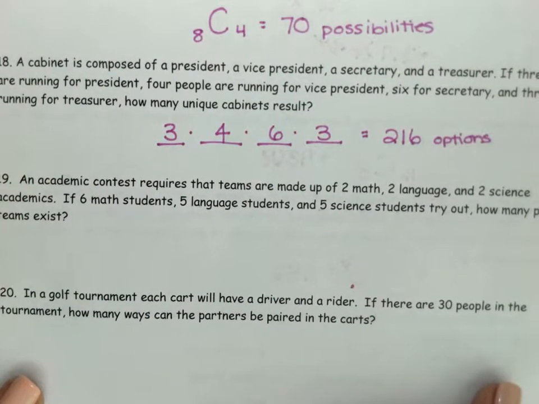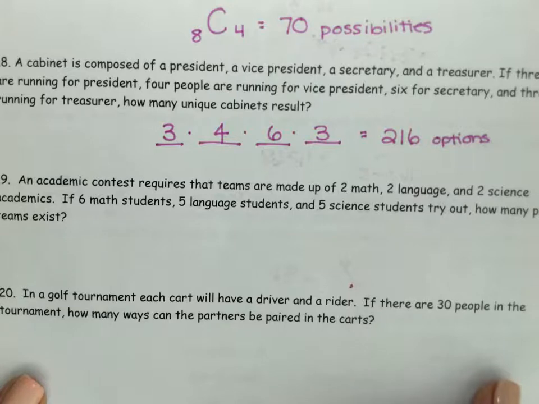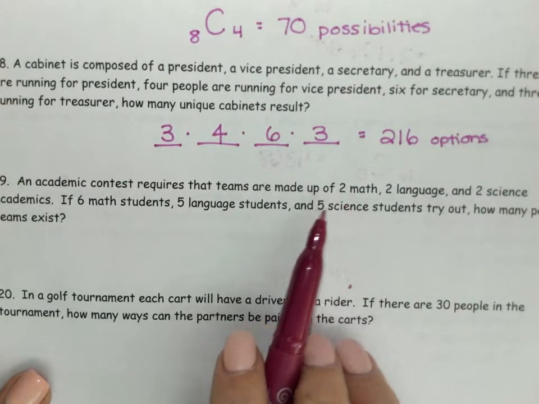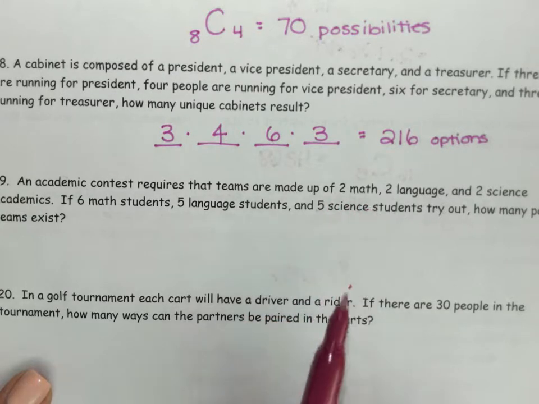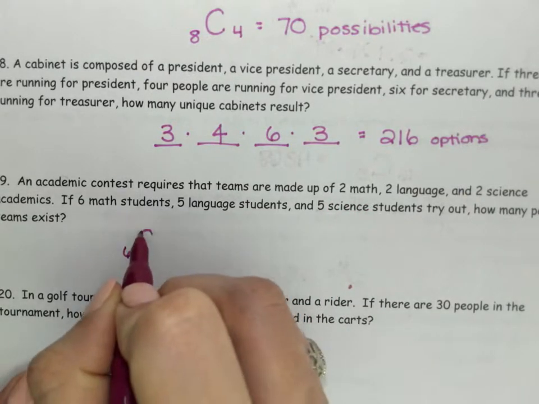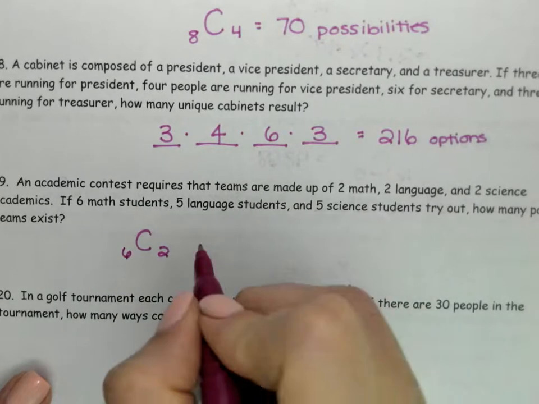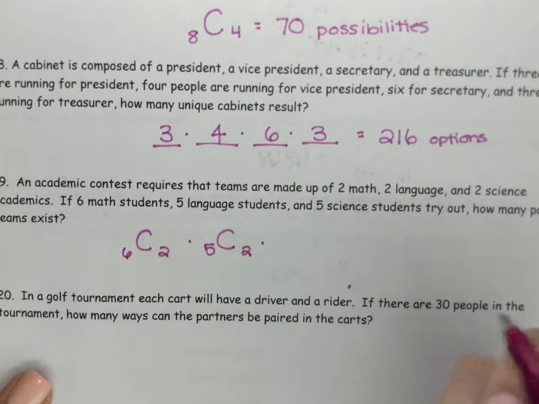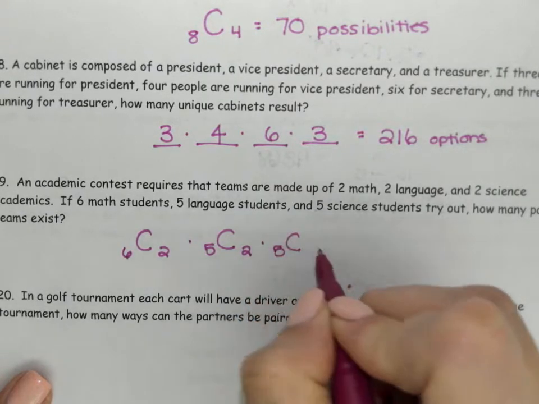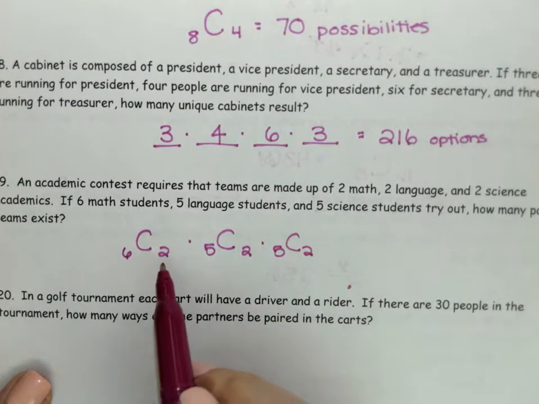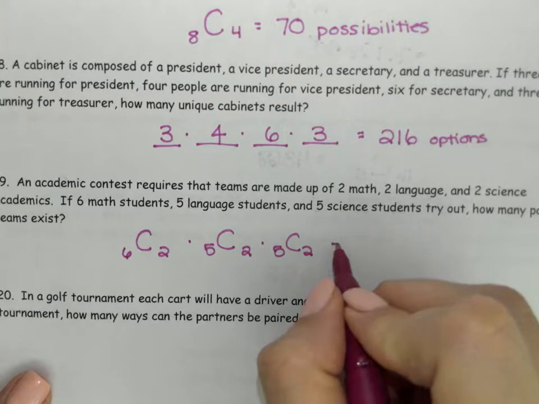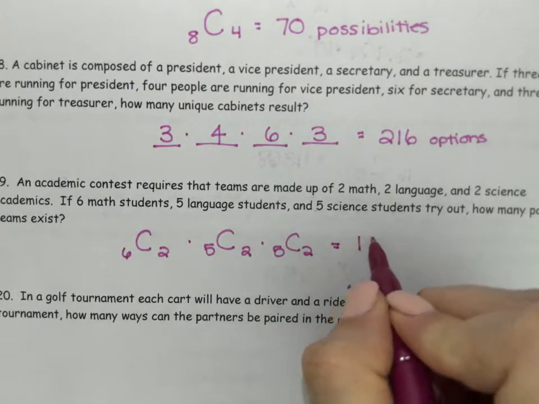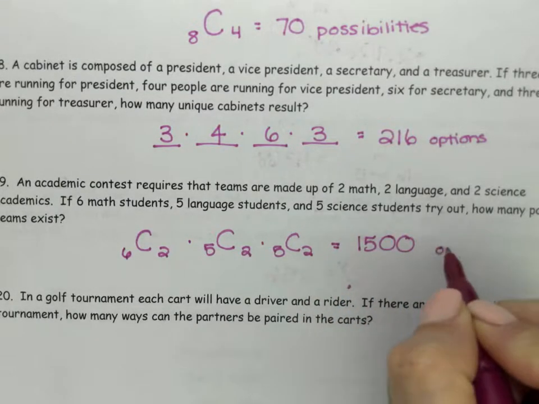An academic contest requires that teams are made up of 2 math, 2 language, and 2 science academics. So it doesn't matter. They're not a certain job within the math. It's just 2 of them. So out of the 6, we are selecting 2. Out of the 5, we are selecting 2. And then out of the 5, we are selecting 2 for the math, the language, and the science. So the total possibilities are 1,500 options for teams.